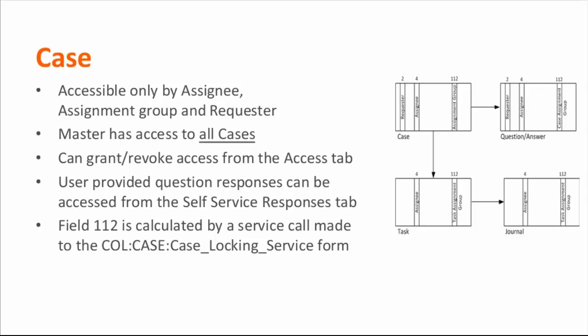Access, again, just like all the other applications, is controlled by field 112. And there are some functions written. There are a lot of function forms implemented throughout the application, which act more like service action forms, where you just call the service action and it returns the output. Similarly, even for field 112, we call that locking service form as a service action, and it returns the actual 112 value. It computes it and sends it back to us.